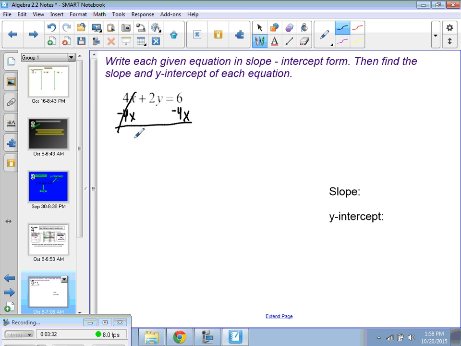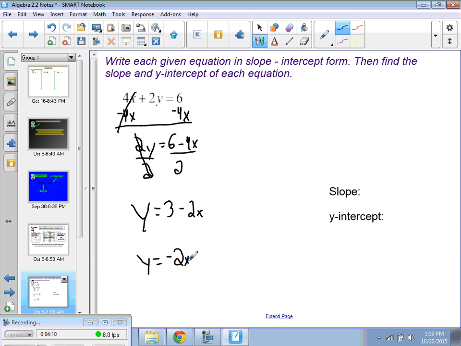These are going to cancel out, and I'm left with 2y equals 6 minus 4x. Then to continue to get y by itself, I'm going to divide both sides by 2. And I get y equals 3 minus 2x, because we divide 6 by 2 and we divide 4 by 2. So these cancel out, and I'm just left with y. We could also write this in slope-intercept form order, y equals mx plus b. It would be y equals negative 2x plus 3.